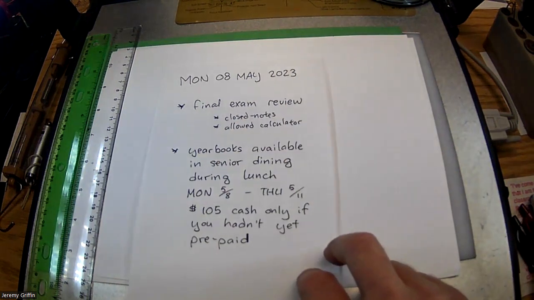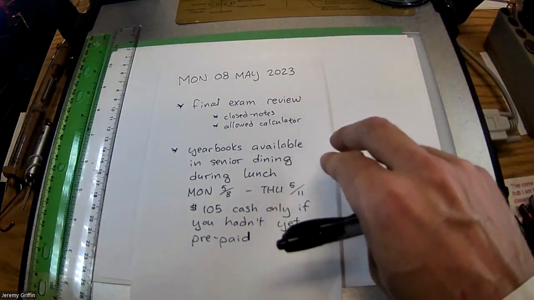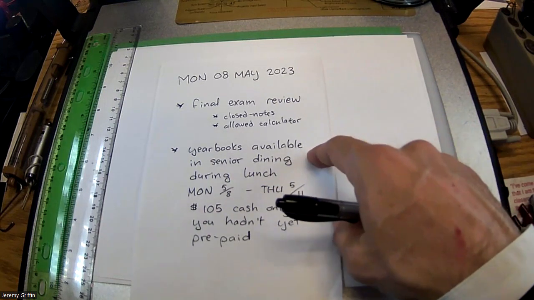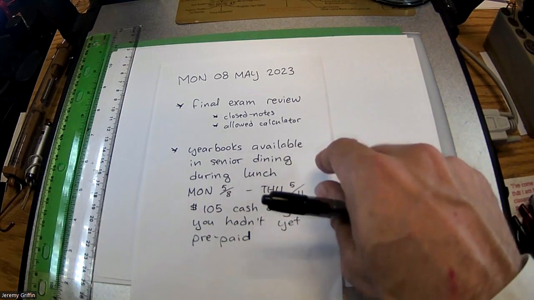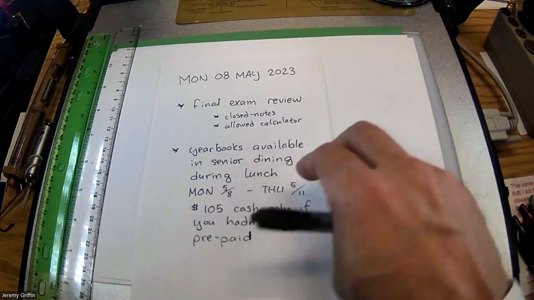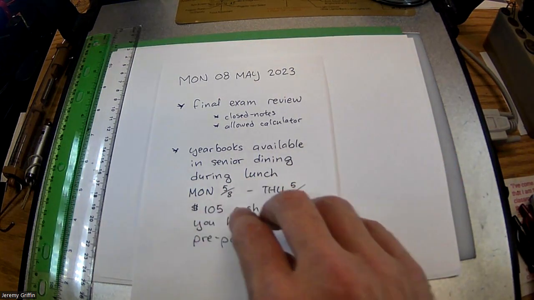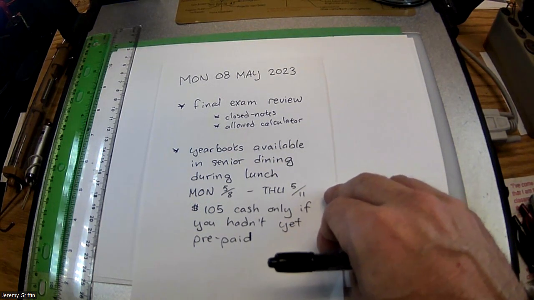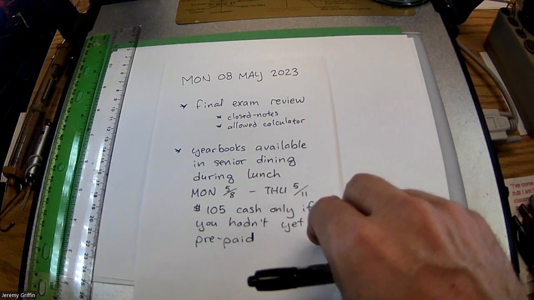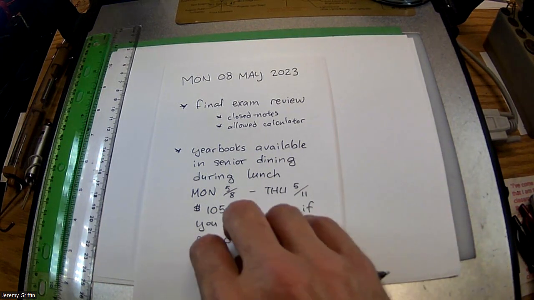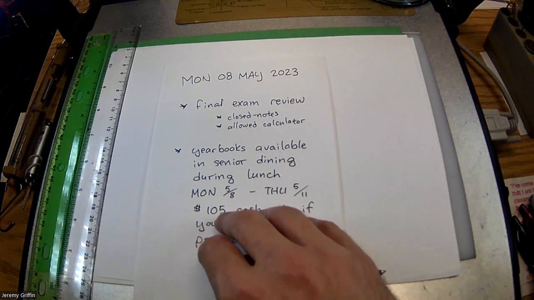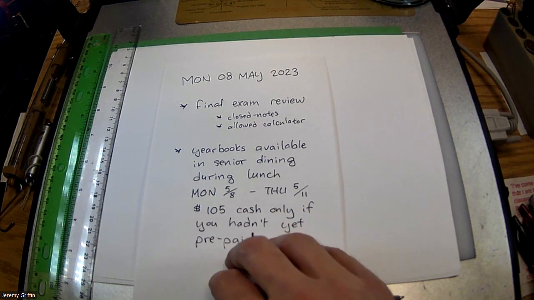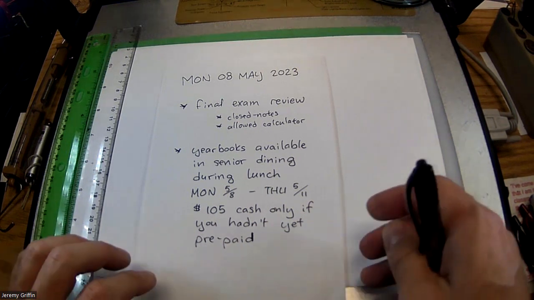Okay. I'll remind you guys. Or actually, I think it's the first time telling you this because I just got this back on Friday. Yearbooks are available in senior dining during lunch starting today. So today through Thursday. If you pre-ordered one maybe many months ago, you can give them your name and they'll hand you a book and they'll check you off. If you haven't ordered one yet, they'll accept $105 cash only. So you have to bring cash. Well, there's probably a limited supply, so get them before they're all sold out.